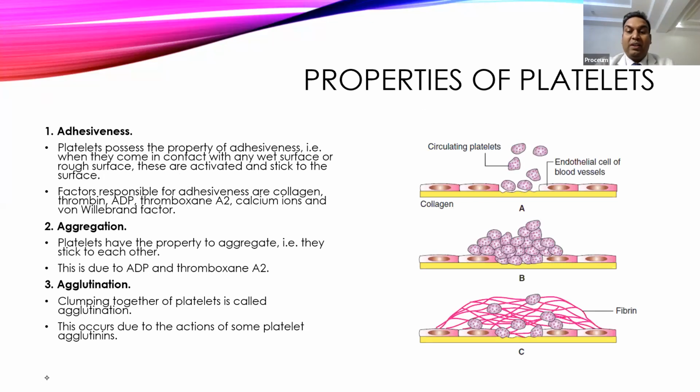Now come to the properties of the platelets. This is a very important part of the chapter. So how does the platelet behave? The first and most important property of the platelet is adhesiveness. By default, platelets have an attraction towards each other. Whenever the platelet gets activated, it immediately starts adhering to others, the surface becomes sticky, and they start attaching to each other. That property is called adhesiveness.